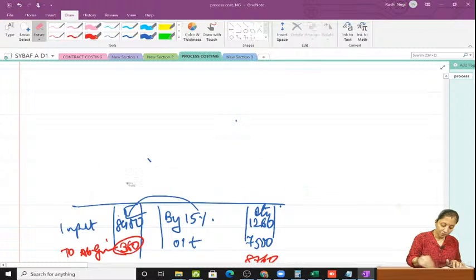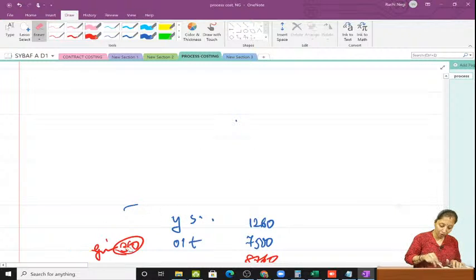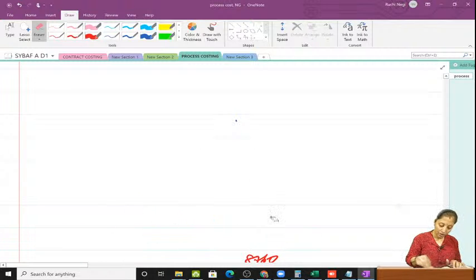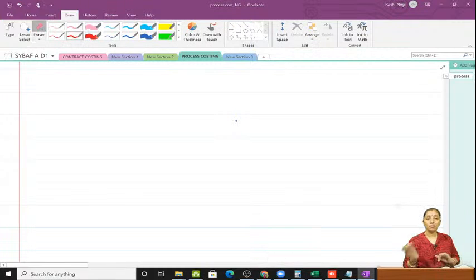The same way you can be asked for abnormal loss also. Abnormal loss ka calculation. So the balancing figure will be on the credit side.